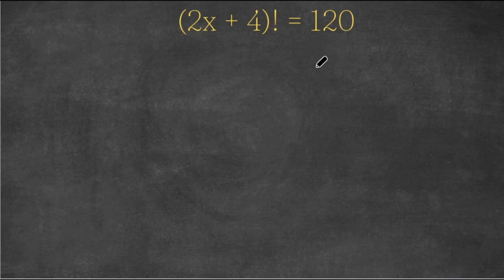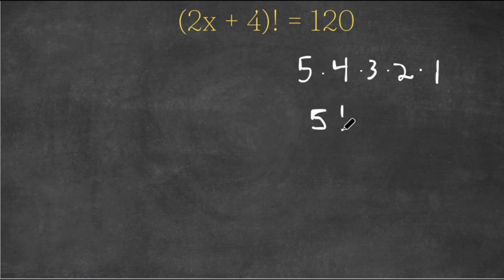So we have (2x plus 4) factorial is equal to 120. Now 120, this is the same thing as 5 times 4 times 3 times 2 times 1, right? And, well, this is simply just 5 factorial because it's 5 times itself minus 1 going on until 1. So this is simply just equal to 5 factorial, meaning 120 is 5 factorial.